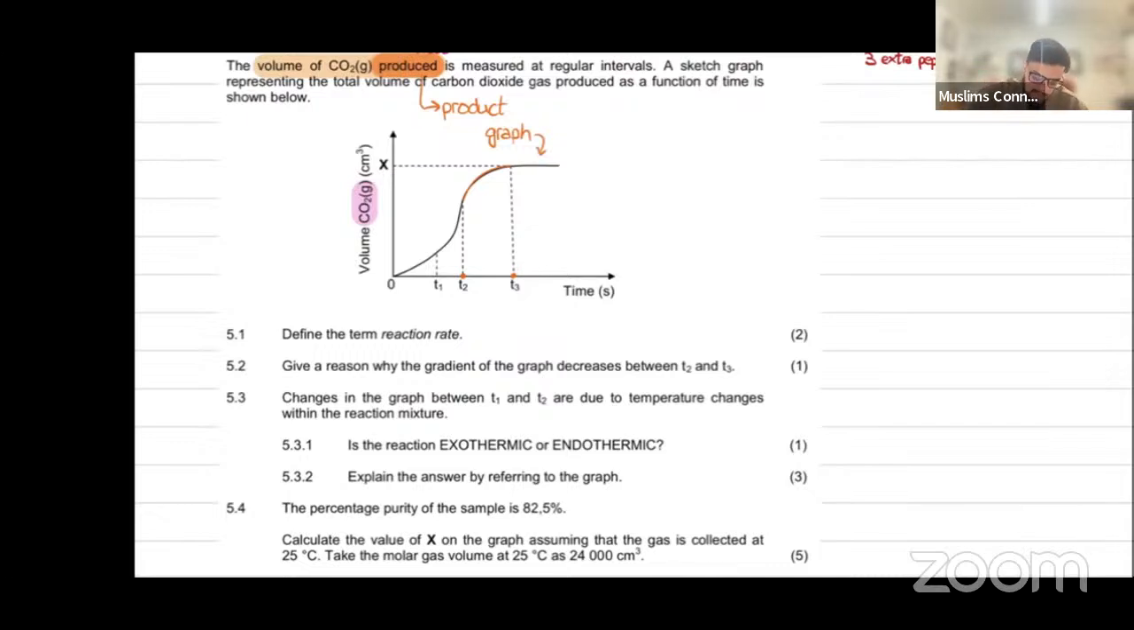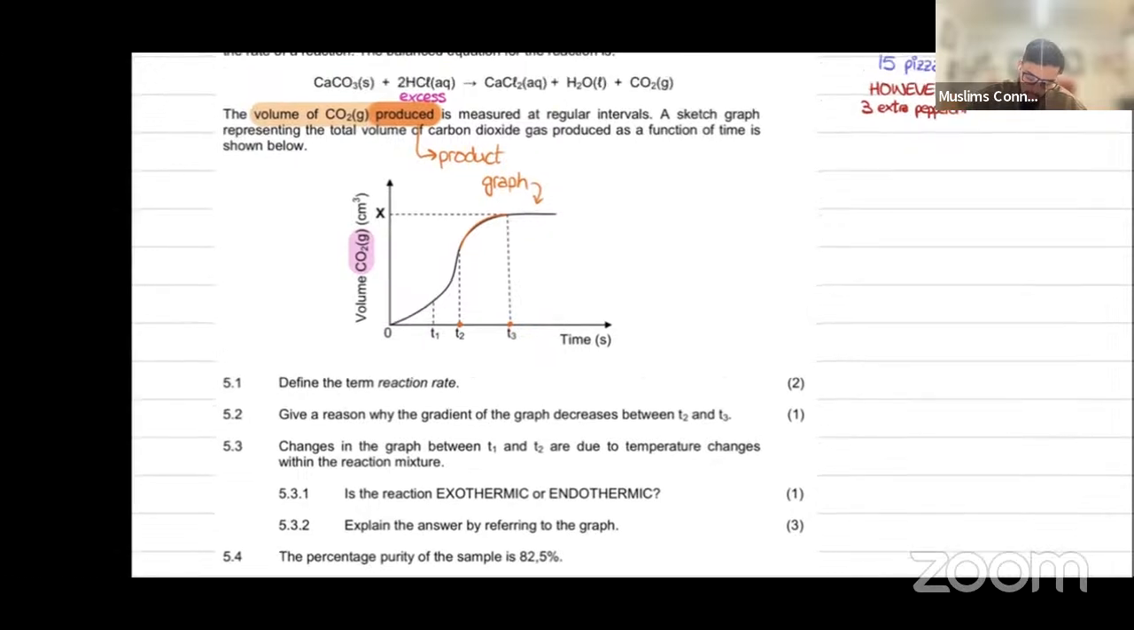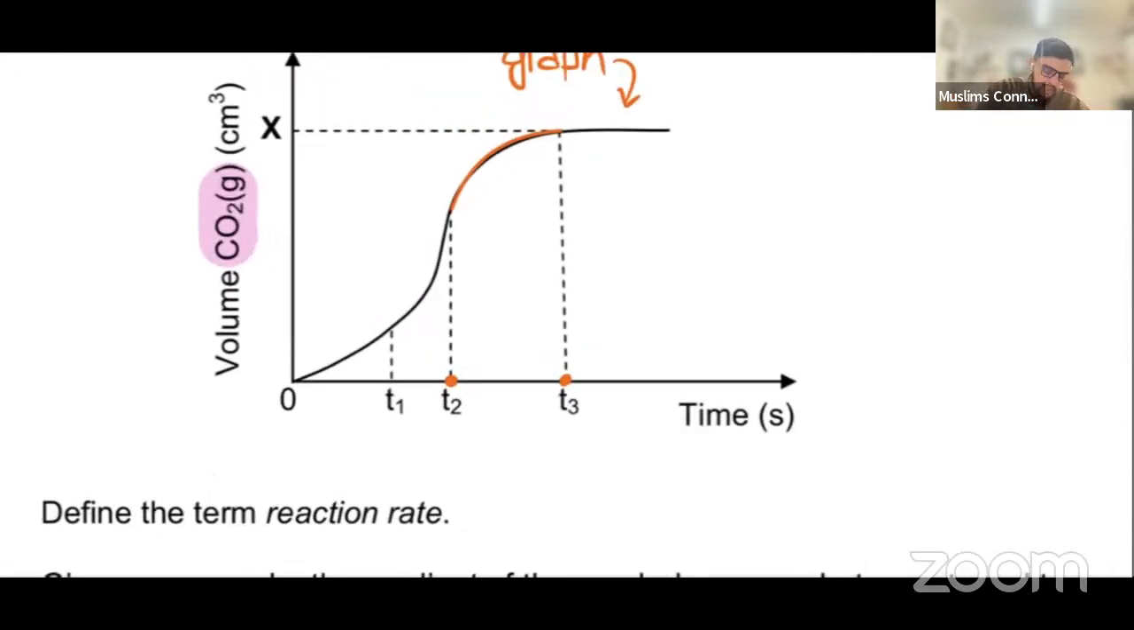5.3: changes in the graph between T1 and T2 are due to temperature changes within the reaction. So between T1 and T2, they are telling us it's due to temperature changes. Can someone help me? Can you comment on the gradient of the graph between T1 and T2? Is the gradient increasing or decreasing? What does it look like? Someone help me out. Please and thanks.